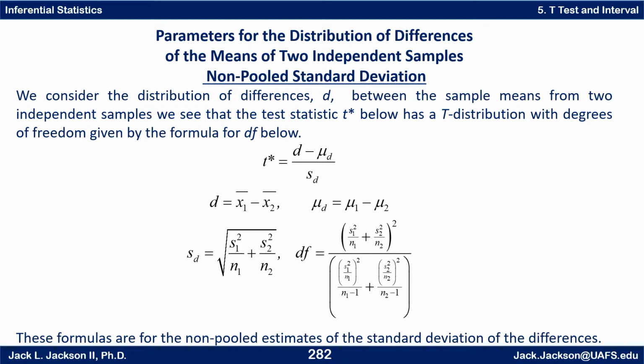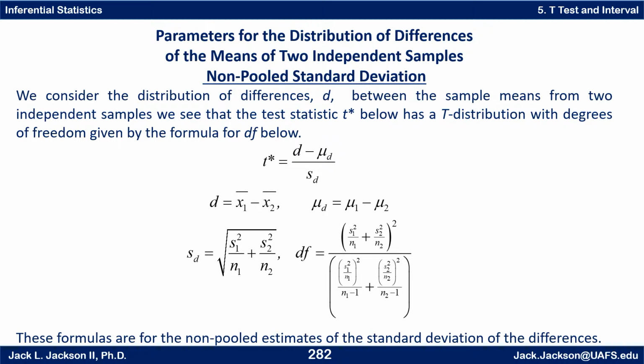Now if we consider the distribution of differences between the sample means from two independent samples, we see that the test statistic t star has a t-distribution with degrees of freedom given by a more complicated formula. T star is just this difference minus the mu of the differences, over the standard deviation of the differences. And d is given as x bar 1 minus x bar 2. Mu sub d is mu1 minus mu2. S sub d is the formula we just worked out: s1 squared over n1 plus s2 squared over n2, add those up and take the square root.